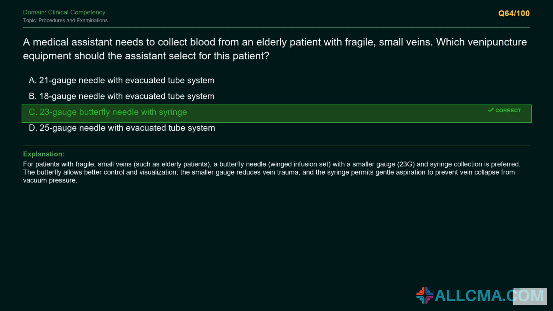The correct answer is C. For patients with fragile, small veins such as elderly patients, a butterfly needle, winged infusion set, with a smaller gauge, 23G, and syringe collection is preferred. The butterfly allows better control and visualization, the smaller gauge reduces vein trauma, and the syringe permits gentle aspiration to prevent vein collapse from vacuum pressure.